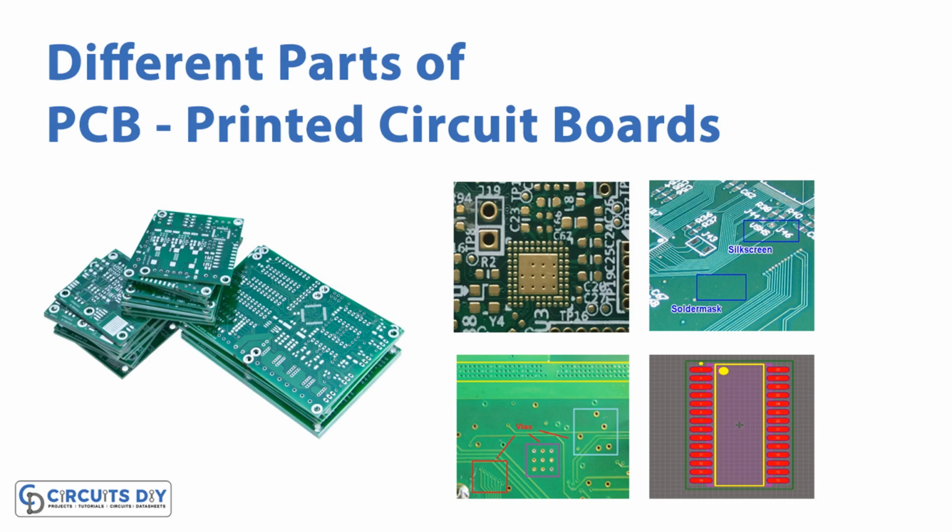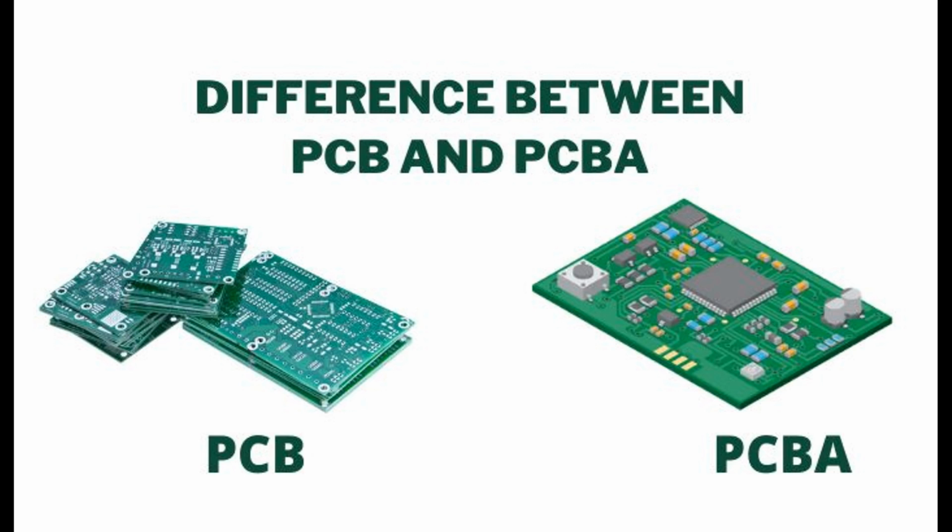Traces. Definition: traces are thin, narrow conductive pathways or tracks on the surface of a PCB substrate. They are typically made of copper and serve as the routes through which electrical signals and power flow between various components on the board. Function: traces connect different components on the PCB, enabling the exchange of signals, data, and power. They form the conductive wires of the circuit, ensuring that electrical connections are established as intended.